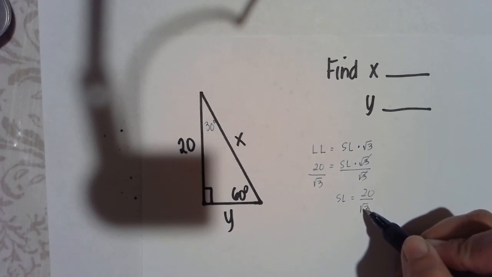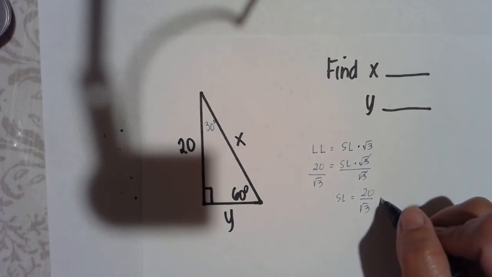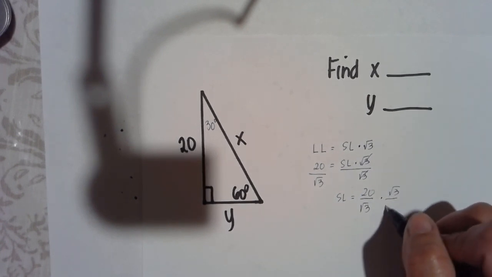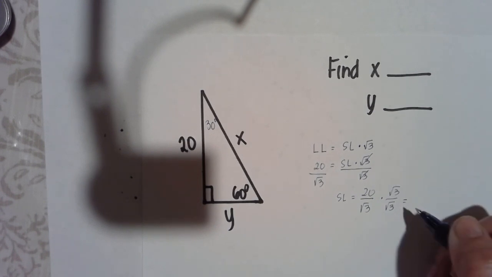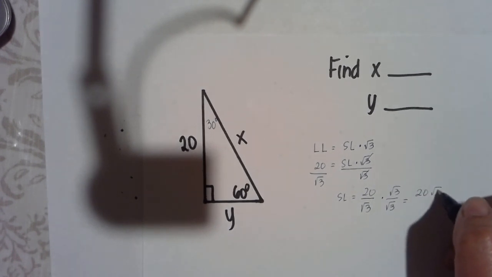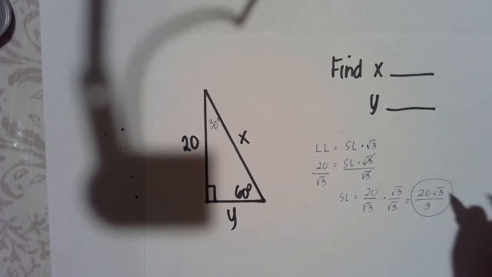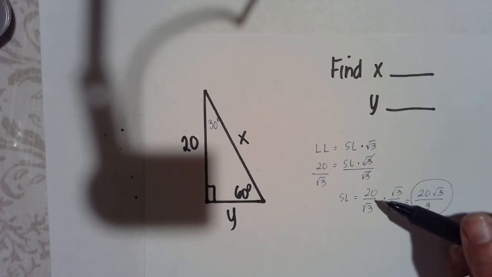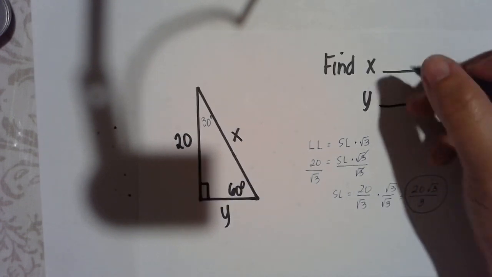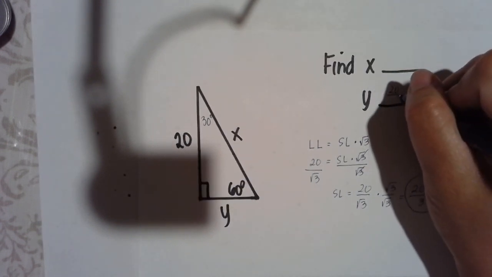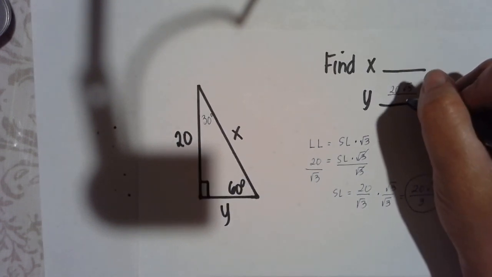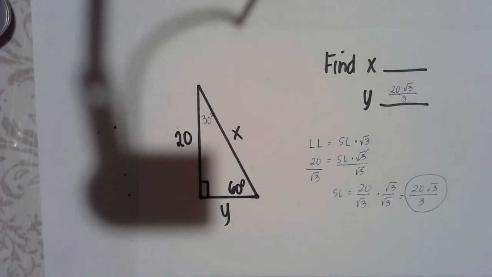Since square root of 3 cannot stay here in the denominator, we need to multiply square root of 3 in both numerator and denominator. So 20 square root of 3 over 3 will be your answer. Again, since 20 is not divisible by 3, keep it like this. So the shorter leg represents y. So the answer here is 20 square root of 3 over 3. Now, to find the hypotenuse.